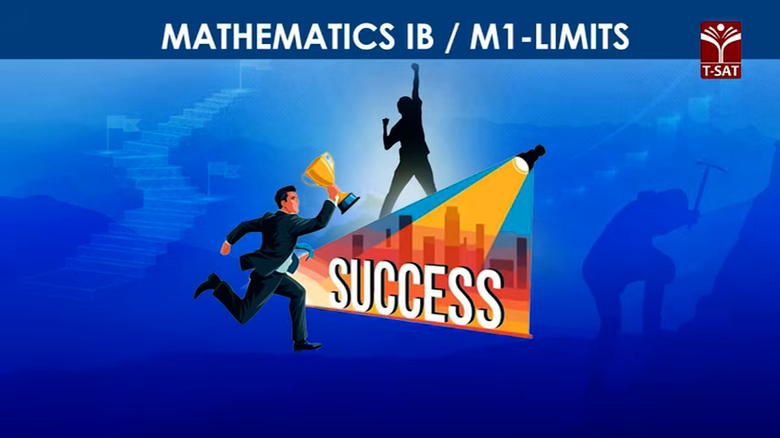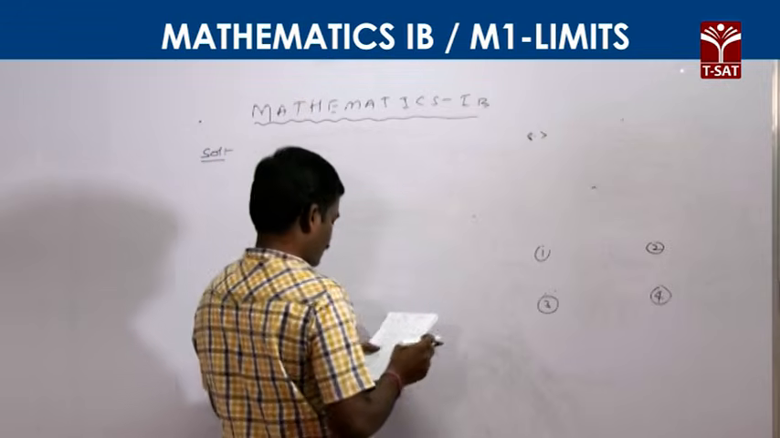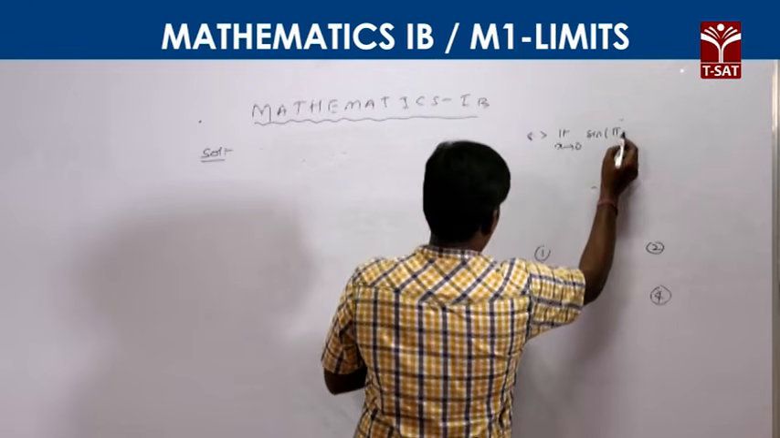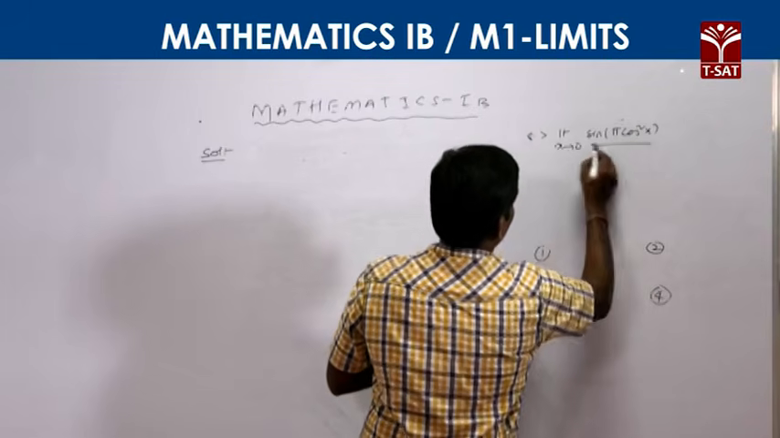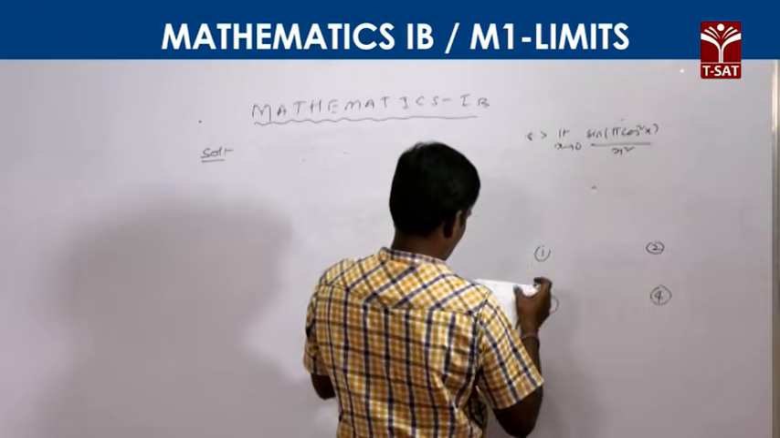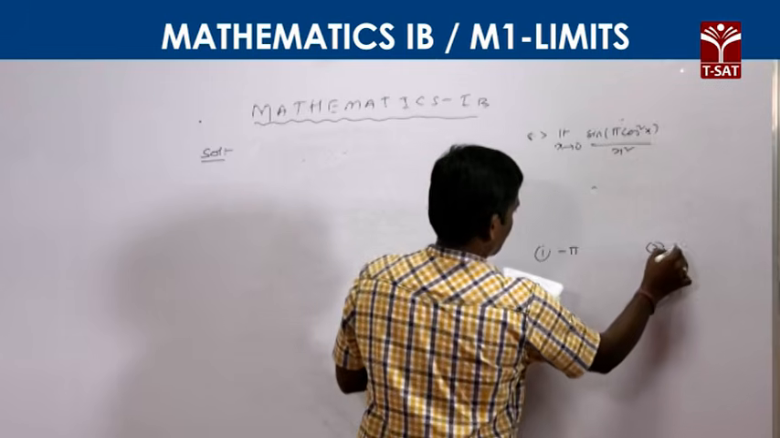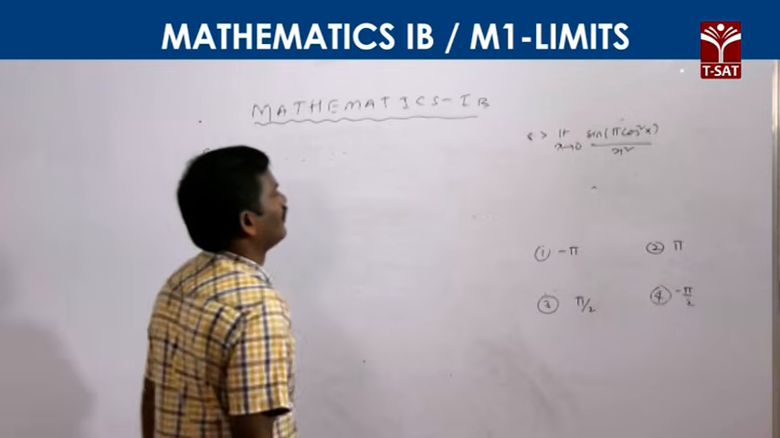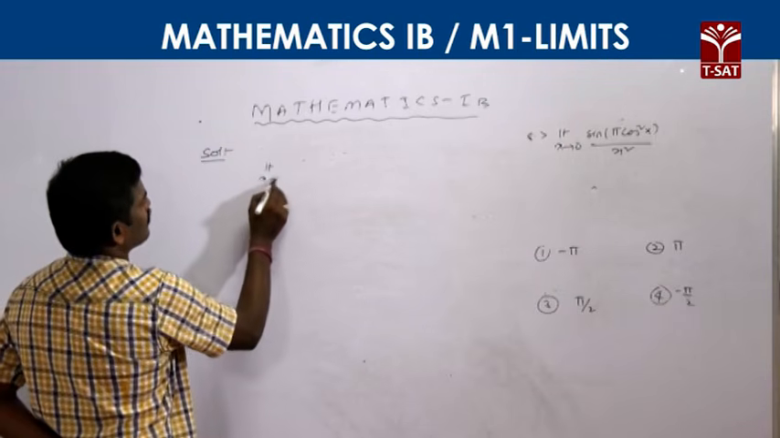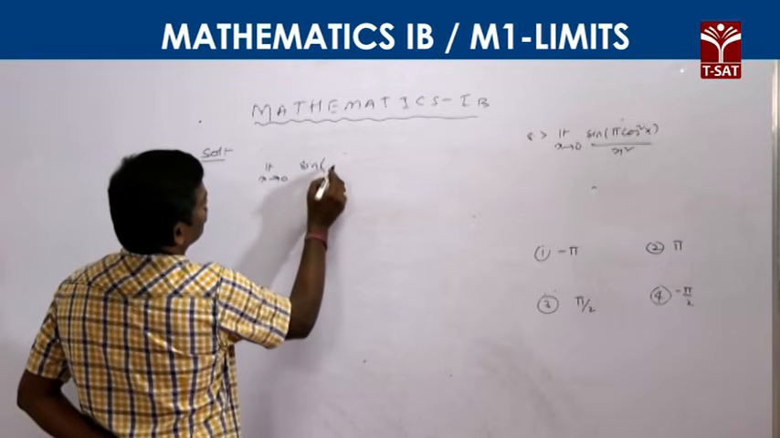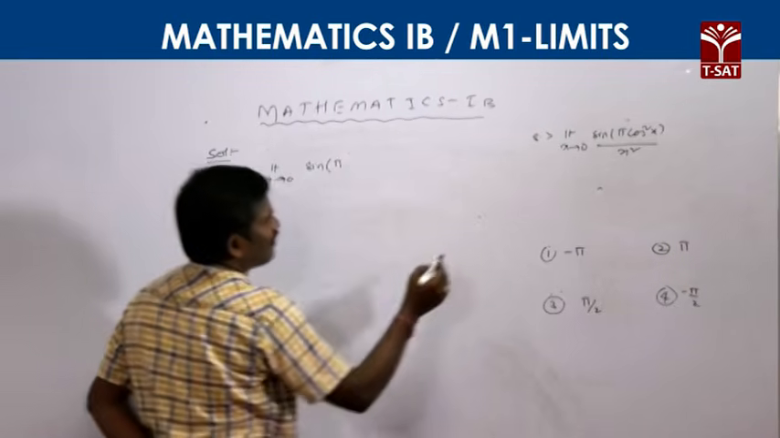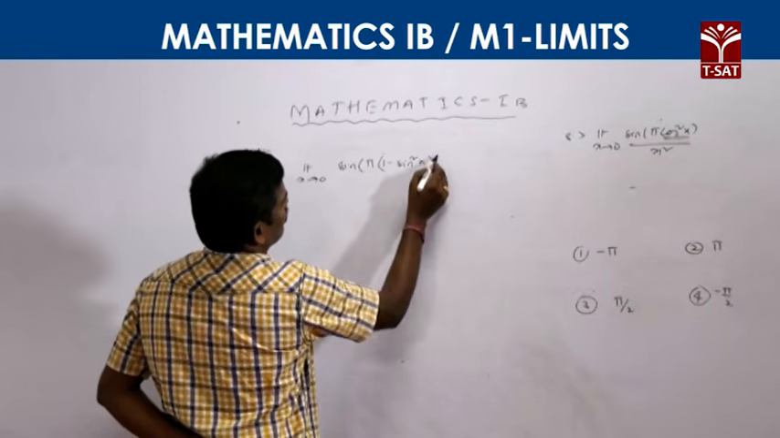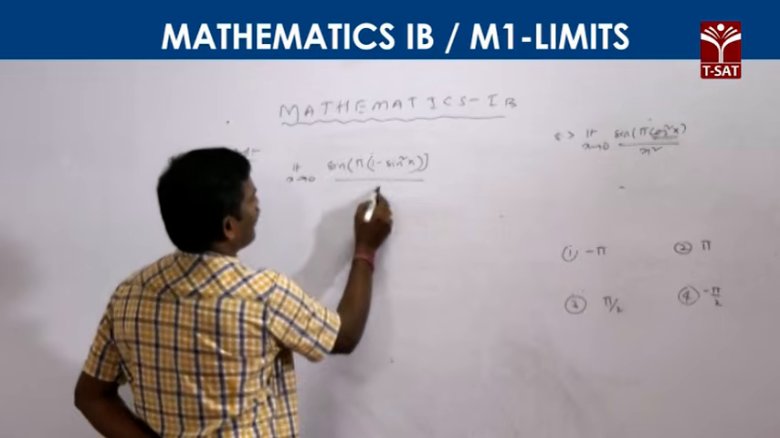Next question. Limit x tends to 0 of sine of (pi cos square x) by x square. Options: minus pi, pi, pi by 2, minus pi by 2. So for this question, limit x tends to 0 is given. Sine of pi into this cos square x. We can write cos square x as 1 minus sine square x by using the first identity, over x square.